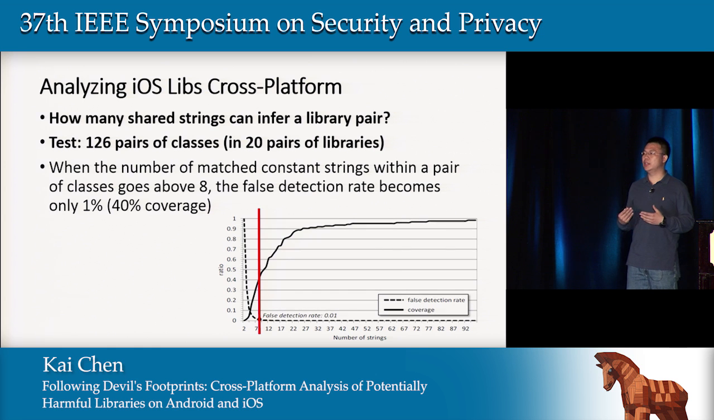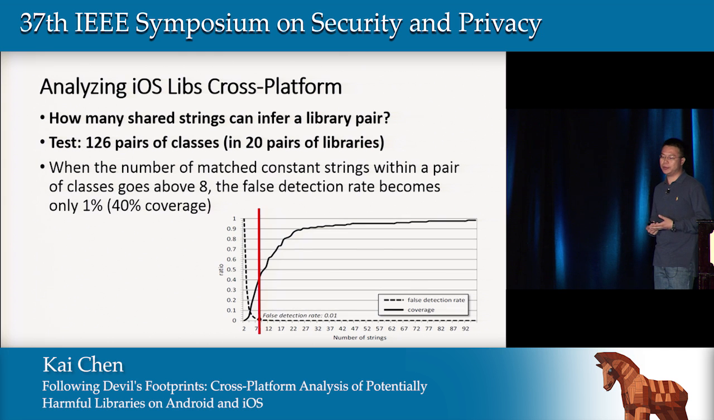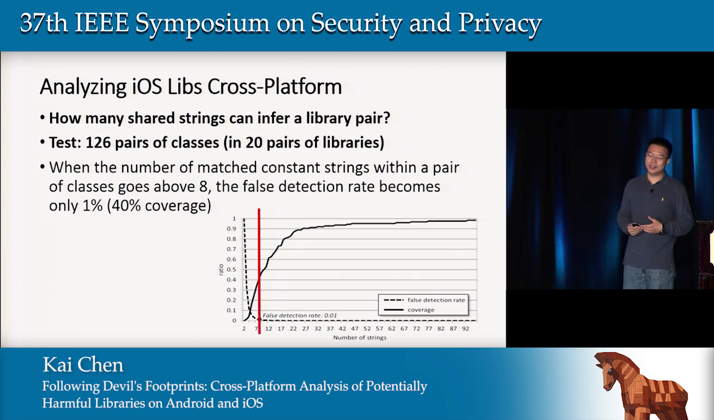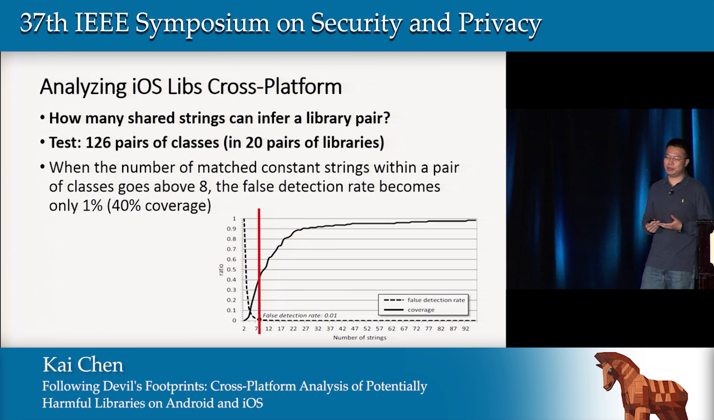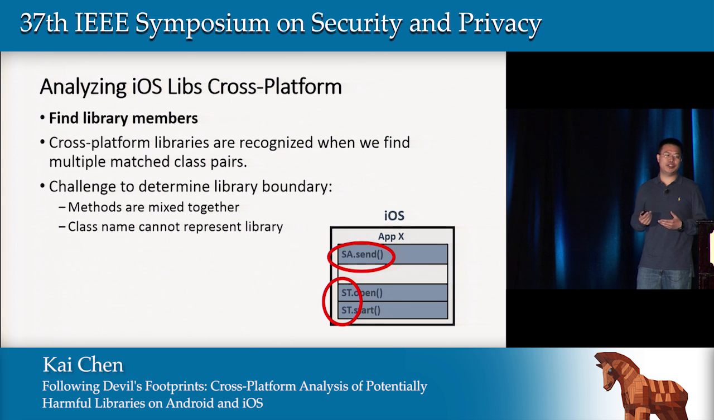So the next question is, how many shared strings can infer a library pair? So we do a test. We collect 20 pairs of libraries, including 126 pairs of classes. We found that when the number of matched cluster strings within a pair of classes goes above 8, the false detection rate becomes only 1%. So we use this as a threshold. The problem is that the coverage is only 40%. So we need to explore more and find the library members.